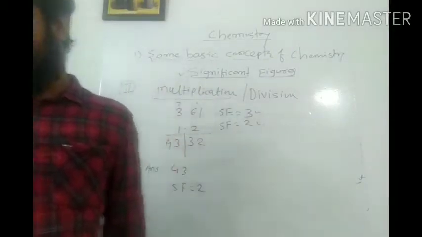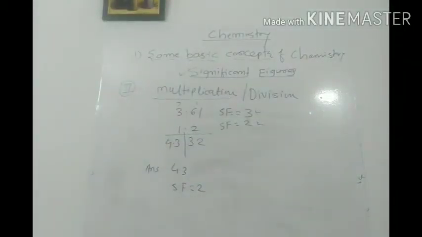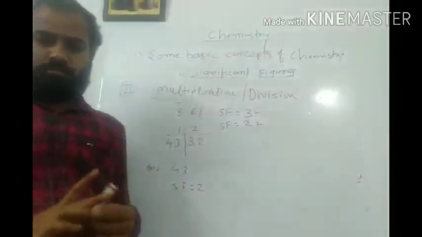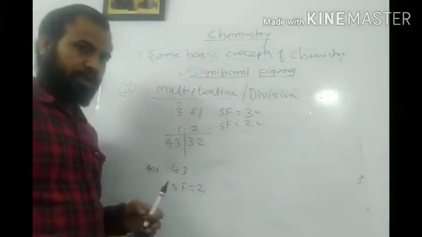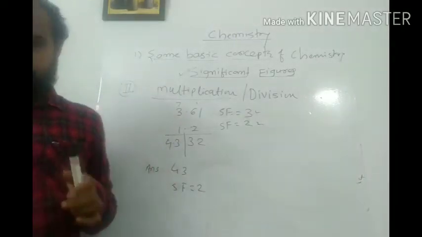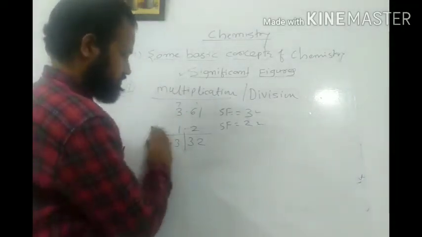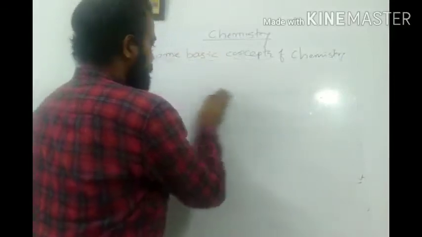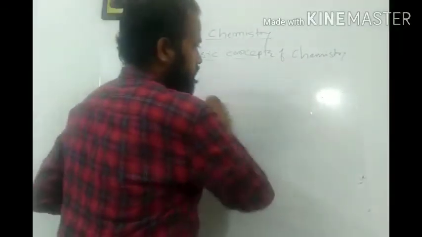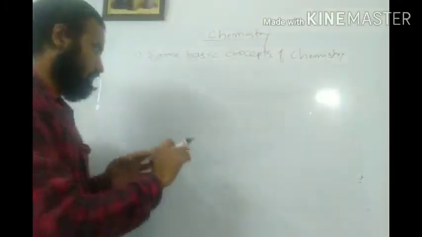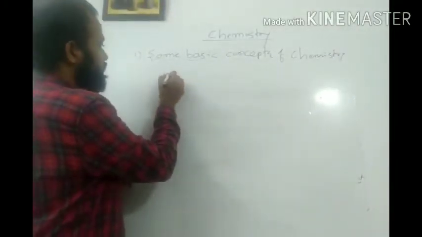Okay, so in this way you can multiply and divide significant figures in a very easy way. Then you can solve as many examples as you can. After this we are going to see some unit conversions. Okay, this is all about significant figures. First, we must know the rules of significant figures, and only then can we perform addition, subtraction, multiplication and division of significant figures. After this we are going to discuss some unit conversions.